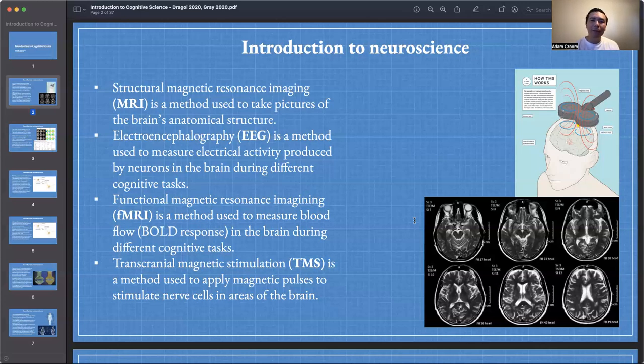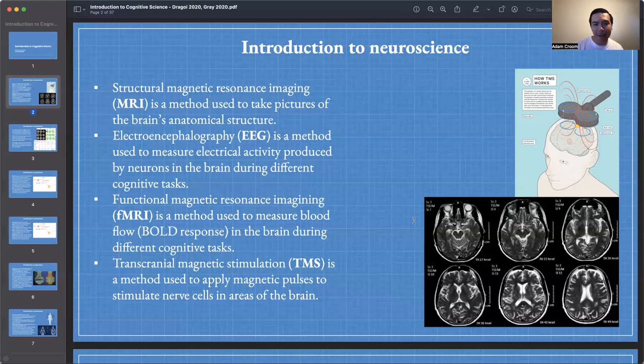Some limitations of fMRI is that compared to electroencephalography or EEG, it's rather slow. It's a little slow compared to EEG. So in terms of its temporal resolution, it's a weaker method than EEG, which is going to have finer temporal resolution.